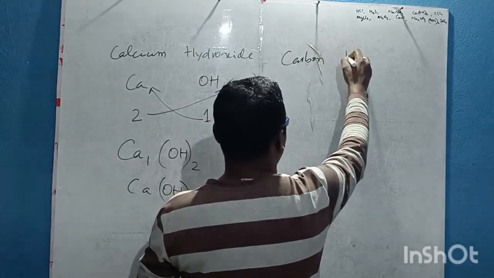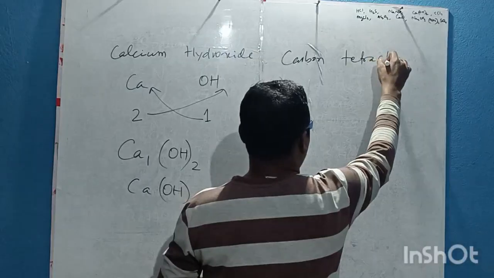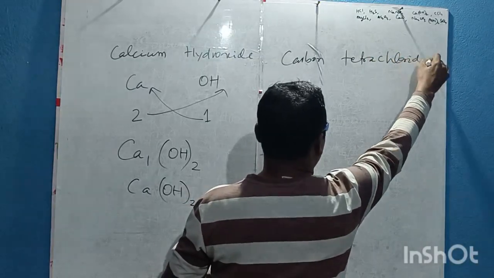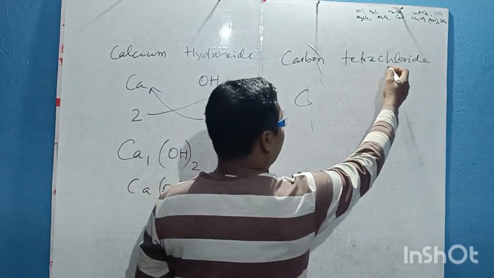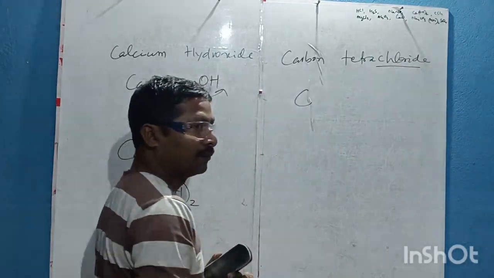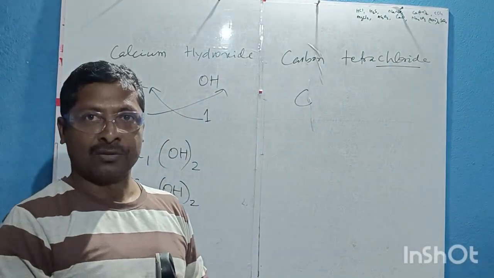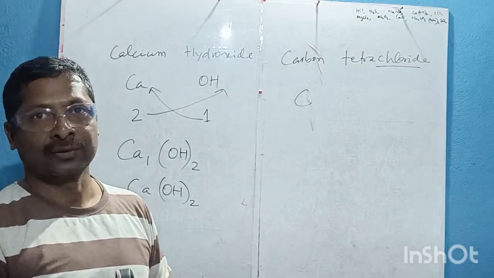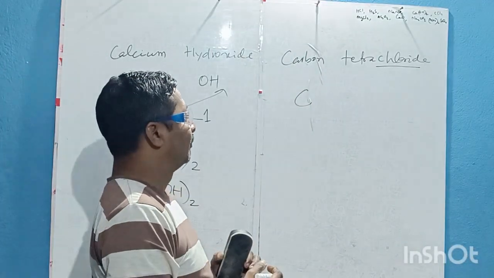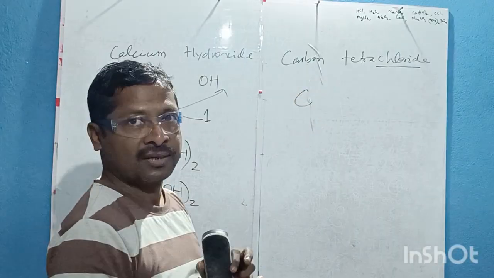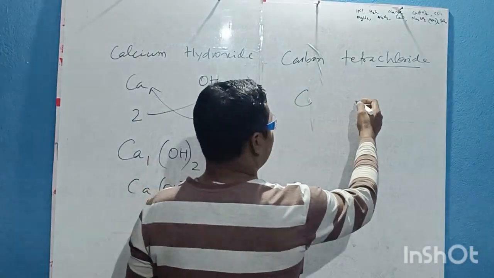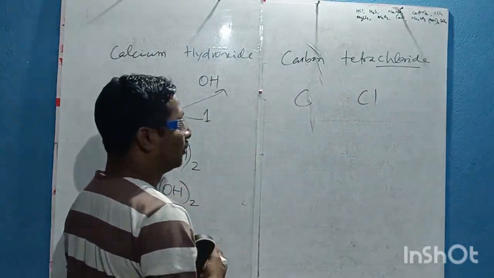Carbon tetrachloride. For carbon, I am writing C. Chloride: tetra means 4, mono means 1, di means 2, tri means 3, tetra means 4. So for 4 chlorine ions, it is added as tetra. So this is the chlorine ion, chloride.